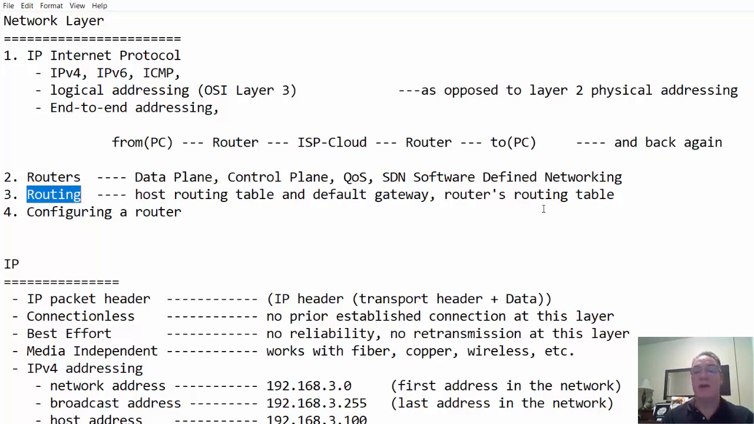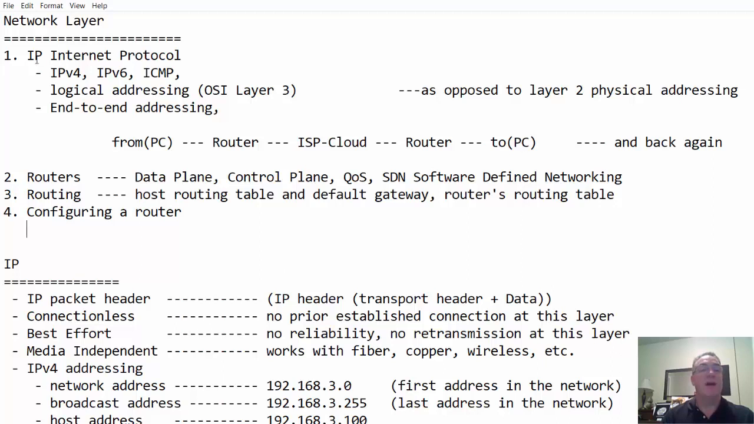Not just the router's routing table, but the host, the computer, your PC, your host computer's routing table, and default gateway. Big topic. And we're going to do some basic configuring of the router. So these are 4 things that we'll be going over this week.